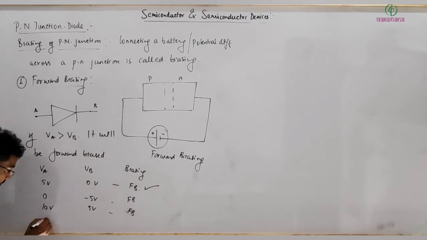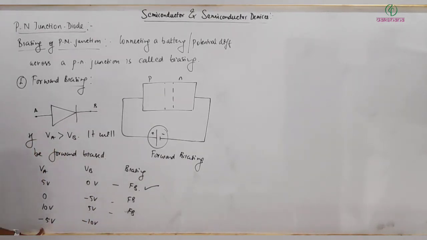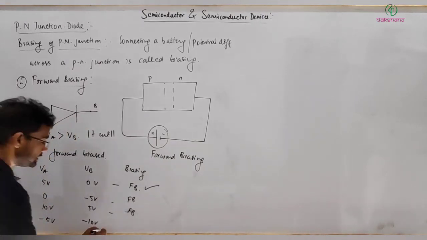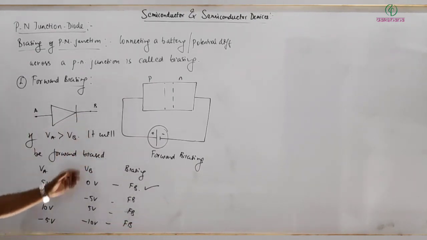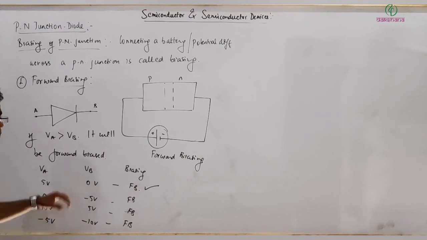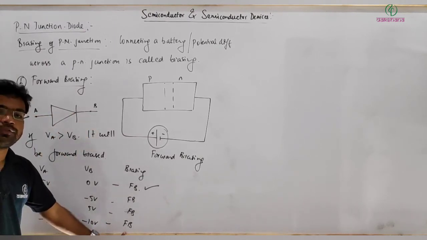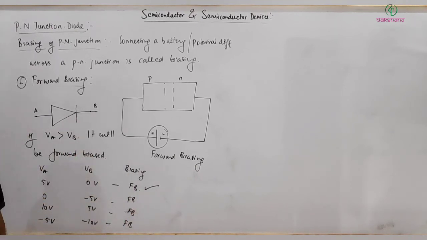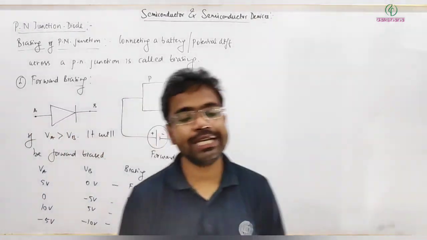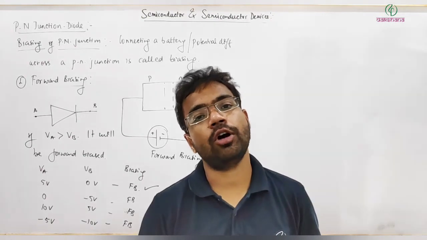If it is, let's say, minus 5 volt and minus 10 volt, in this situation also you can see A is at higher potential compared to B. This is also the condition of forward bias. So even when the potential of both points is negative, because the potential of this point is higher than the potential of this point, this will be the condition of forward bias. So in all such cases it is forward biased, right? So forward bias means P is connected to high potential compared to the N side. That is the condition of forward bias.